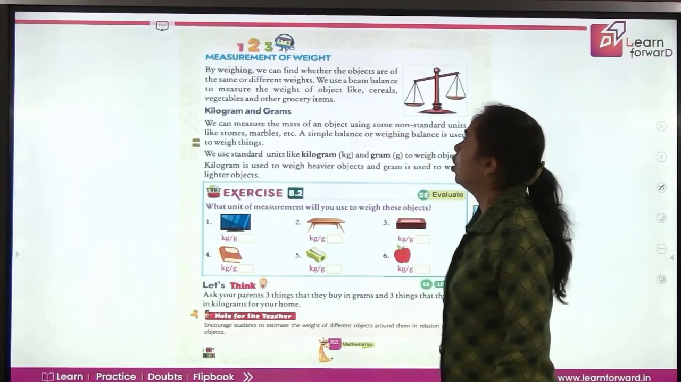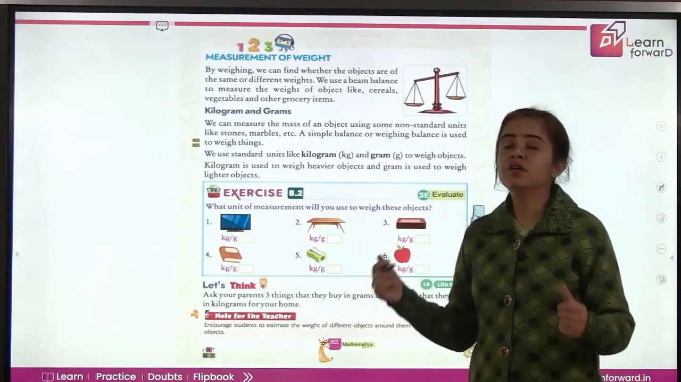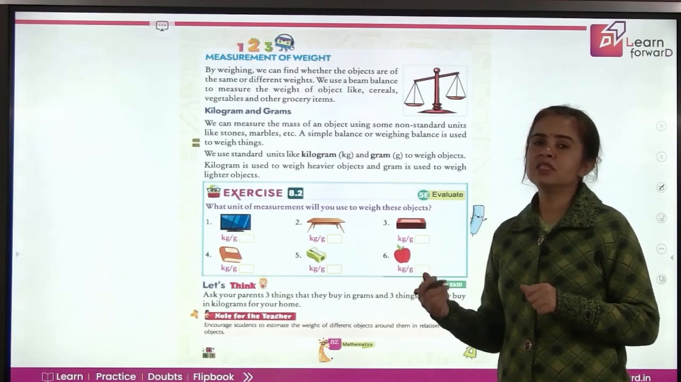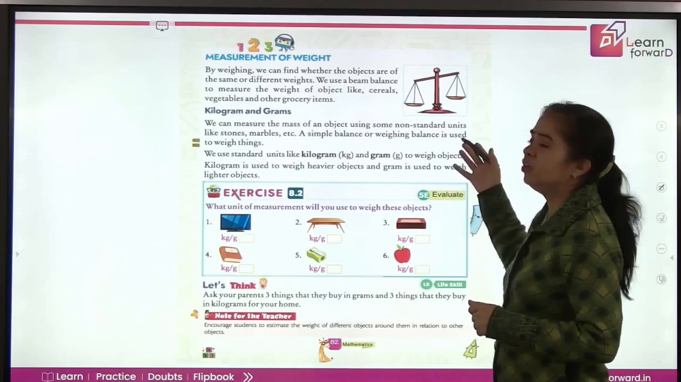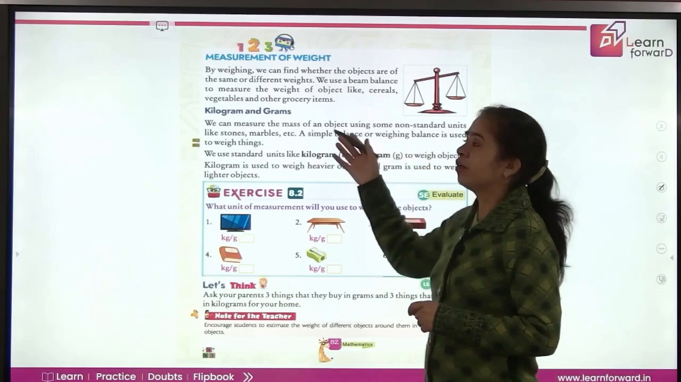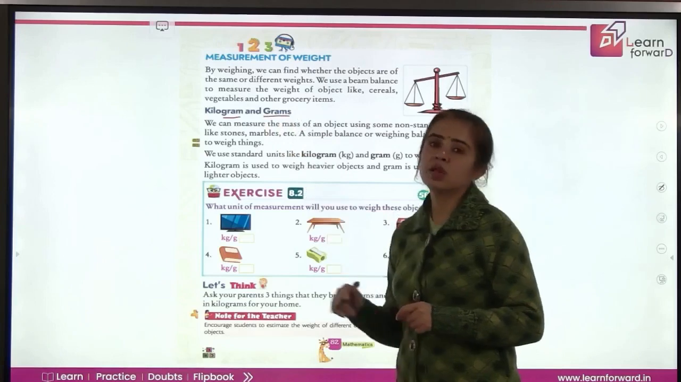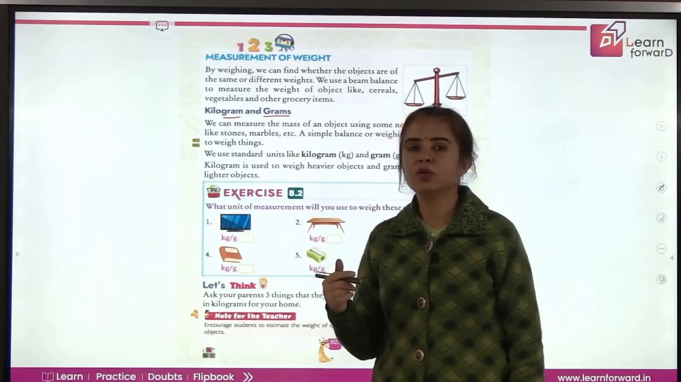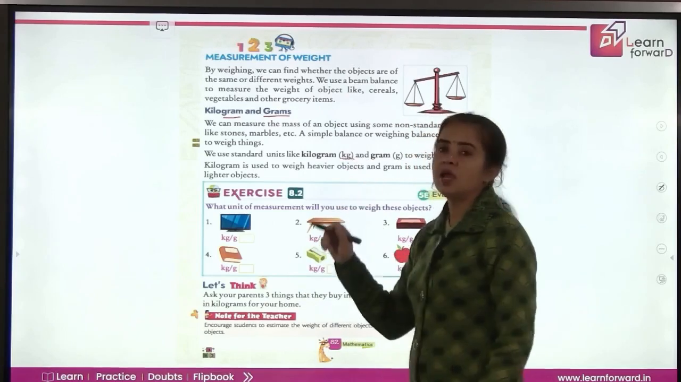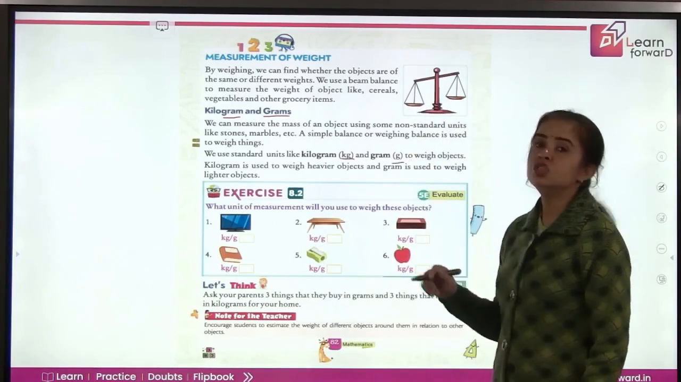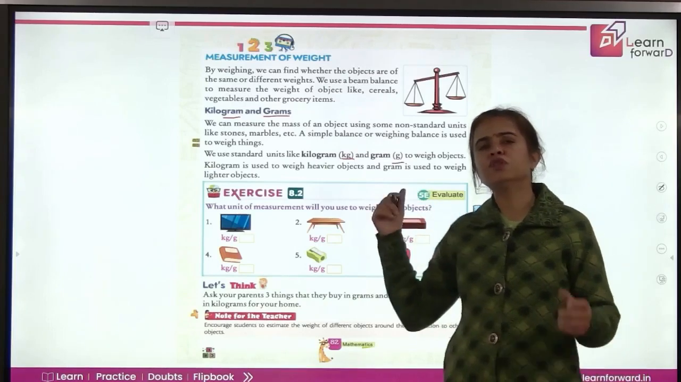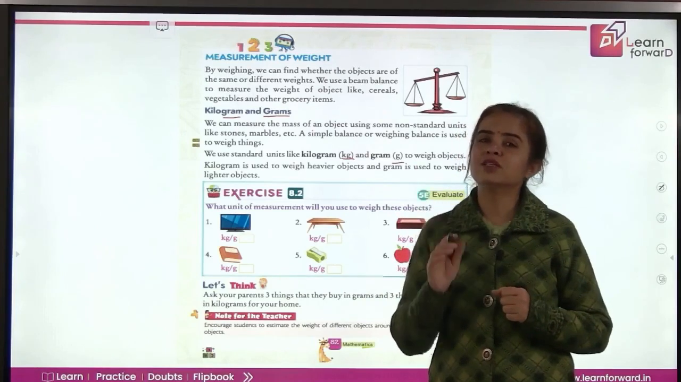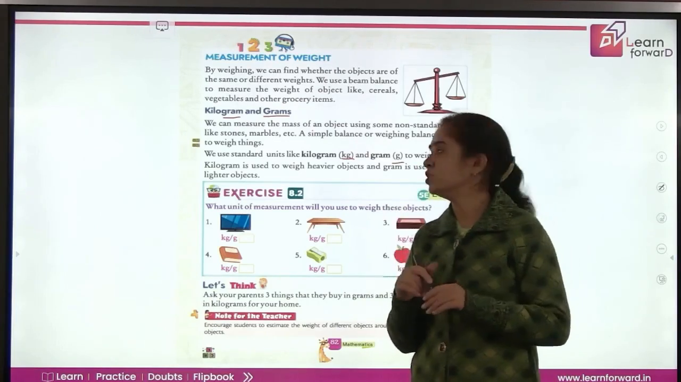Now measurement of weight. So for seeing what is heavier, which one is lighter, how much heavier is something, we need to weigh them. Now the standard unit here is kilogram and gram, where kilogram is a bigger unit and gram is a smaller unit. Kilogram is written as kg and gram is written as just g. Kilogram is a bigger unit, so we use it to measure heavy objects, and gram is a smaller unit, so it is used for measuring lighter objects.